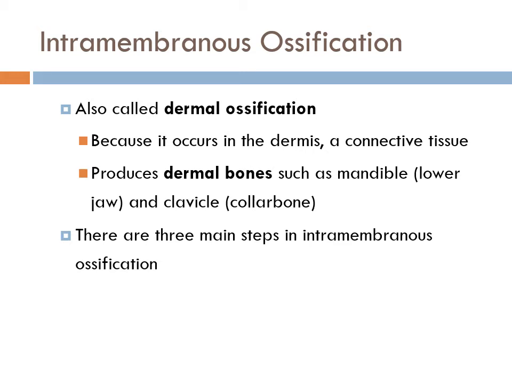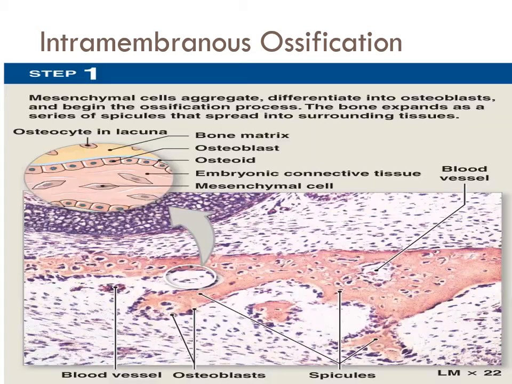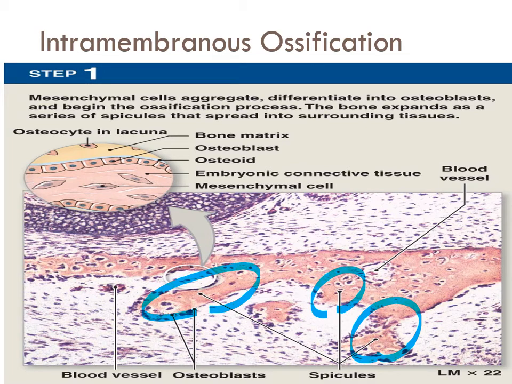The skull bones, I also believe, are dermal bones. So we have three main steps in intramembranous ossification. So first we have mesenchymal cells that are going to aggregate or come together and differentiate into osteoblasts and begin producing a bony matrix, begin ossification. The bone is going to expand in a series of what are called spicules. So here we can see spicules, which is where the bone is sort of reaching out and expanding through the dermis.